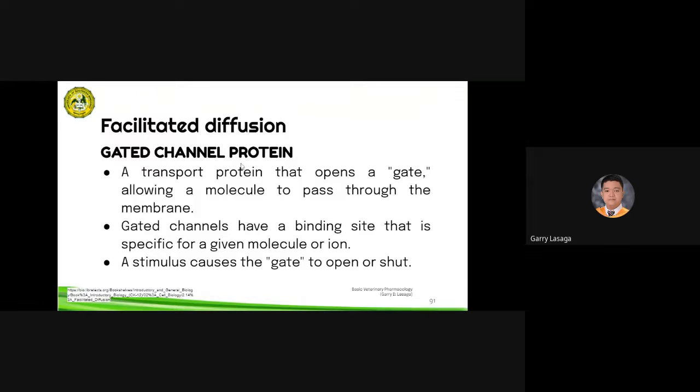Another type of transport protein is the gated channel protein. This is a type of transport protein that opens a gate, allowing a molecule to pass through the membrane. From the name itself, this type of channel protein has some kind of a gate. Gated channels have a binding site that is specific for a given molecule or ion. A stimulus causes the gate to open or close.